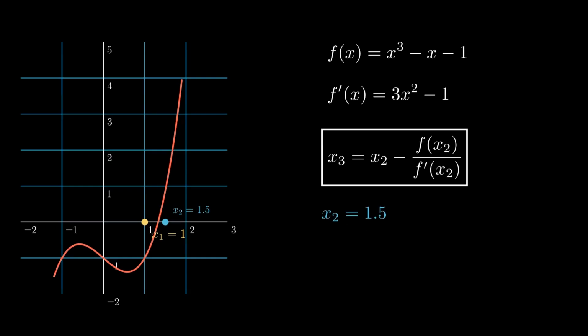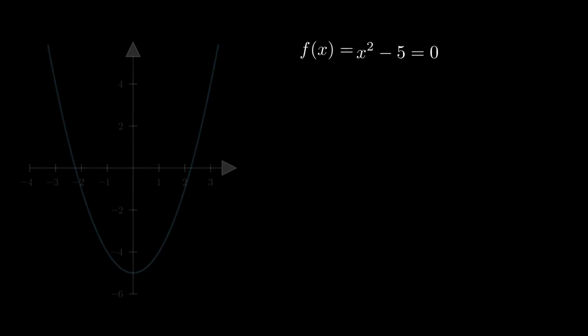Let's use x equals 1.5 as our second guess and plug that into our formula for another iteration. And that's going to take us even closer to the answer at 1.34783. And if we do one more iteration, we get 1.32527, which is accurate to 3 decimal places. And if we had started with a better first guess, like x equals 1.5, it would have only taken us 2 iterations to get that same accuracy.